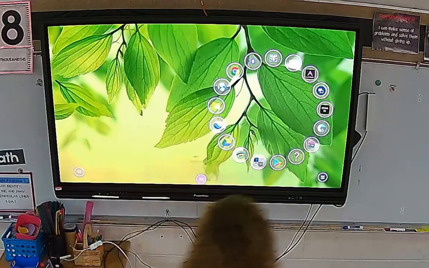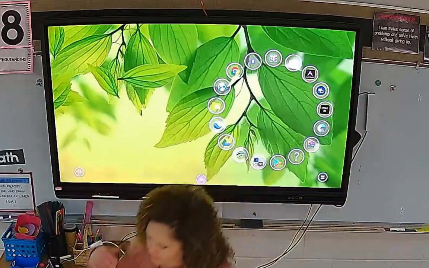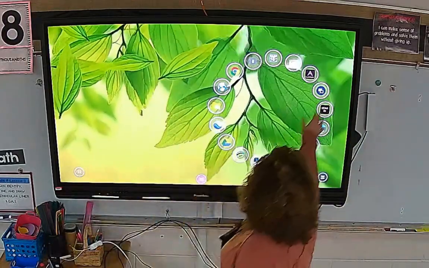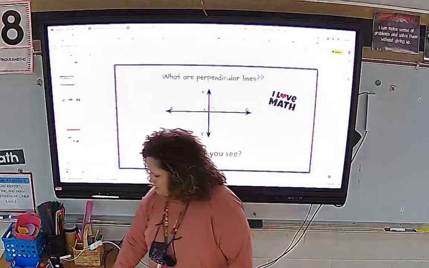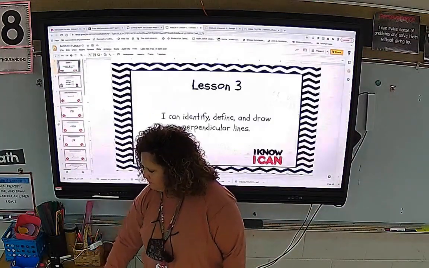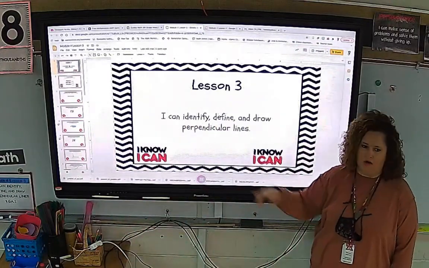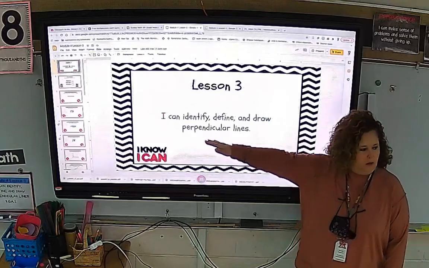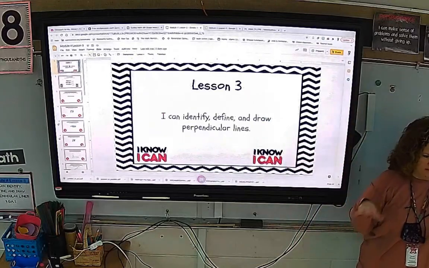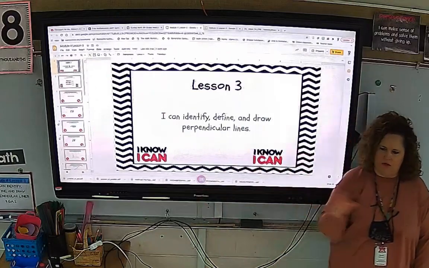All right, so you can look on our little target right here, and I'll put it up. Same thing as right here: I can identify, define, and draw... what does that say? Perpendicular lines. That's a really big word, but we've heard that word lots of times in our Go Noodle.